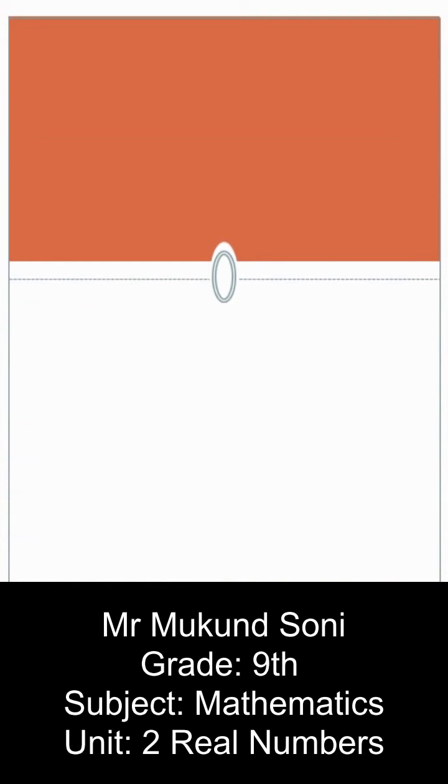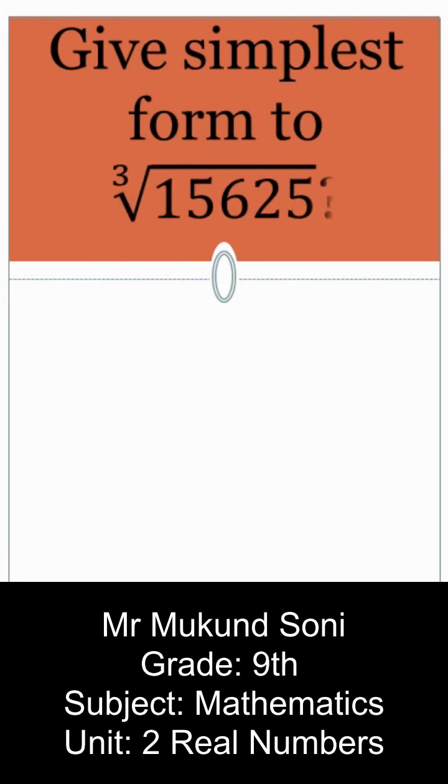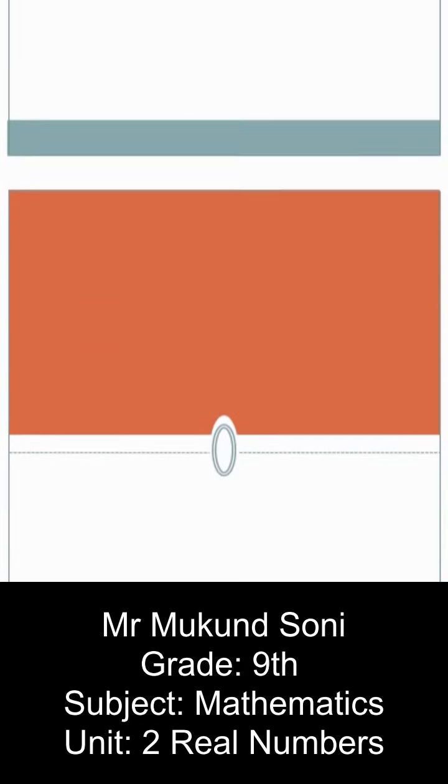So students, let's recall few things from your previous grade. Like this one, give the simplest form to cube root of 15625. You can pause the video to find the answer, and you can resume the video to check your answer. The answer is 25. I hope you have got it. If not, then try once again or watch the previous video on it.